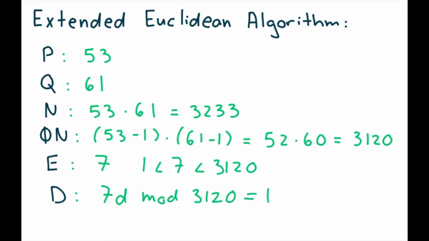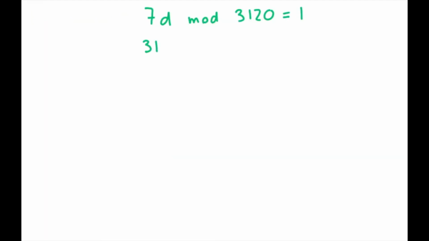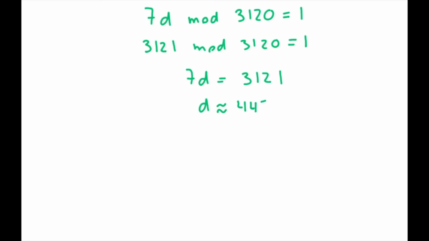In previous videos, the way that I've approached computing D here is in a very, very intuitive, albeit somewhat inelegant manner. I said, okay, well I know that 3,121 mod 3,120 is equal to 1. So I've just said, why don't I set 7D equal to 3,121? I solve for D here, I get a value that is approximately equal to 445.857, which isn't going to work for our value of D since D needs to take on an integer value. So I've said, well, okay, this doesn't work.